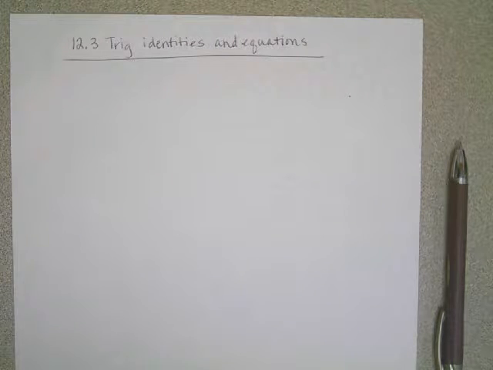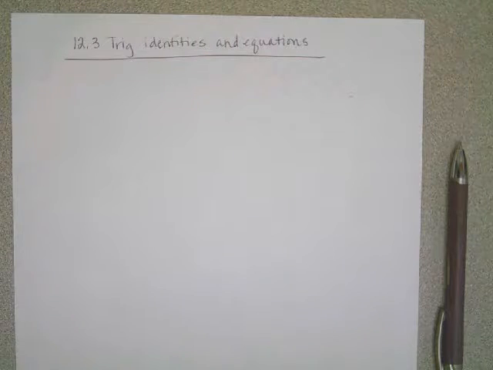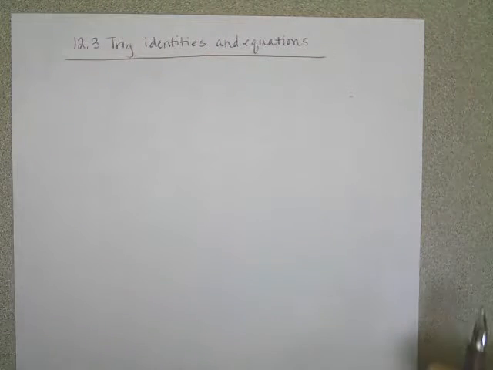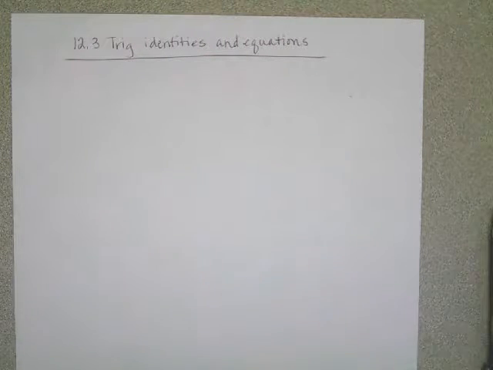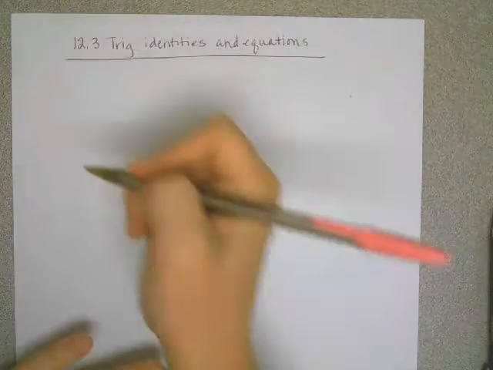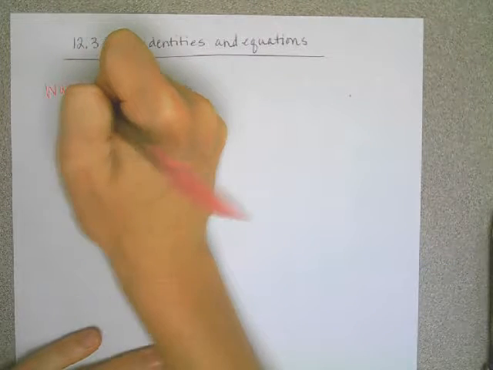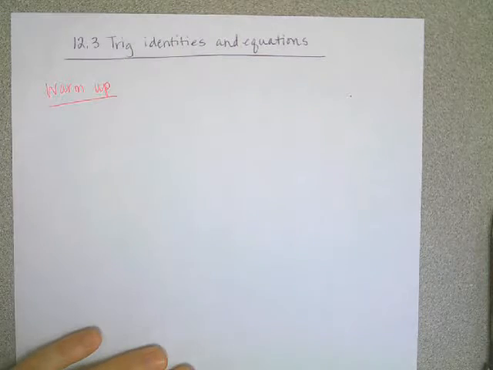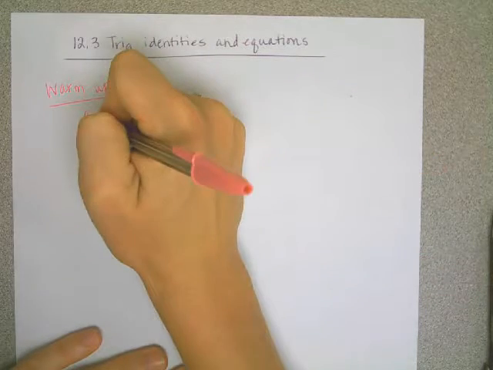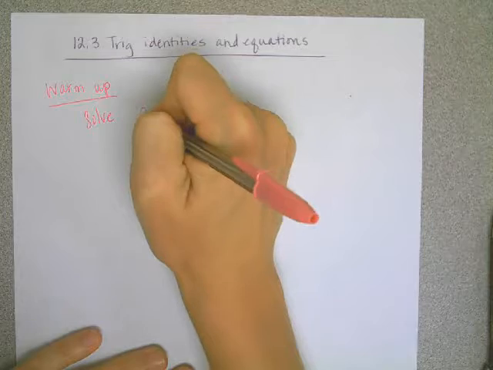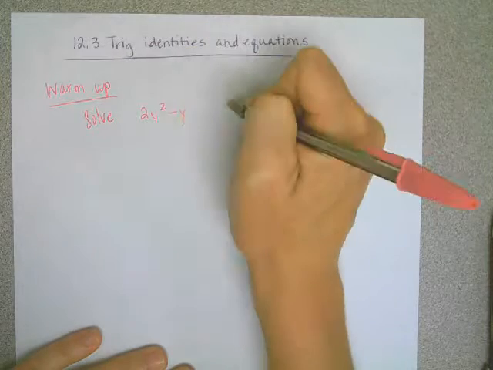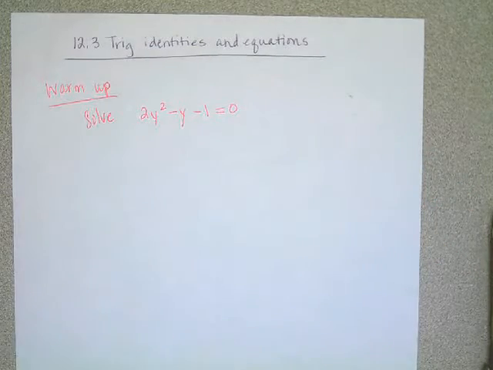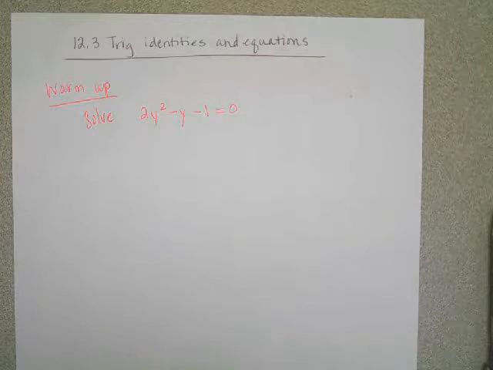This lesson, 12.3, trig identities and equations, is going to be much shorter than the previous section. I would like for you guys to start with a warm-up from algebra. Can you guys solve 2y squared minus y minus 1 equals 0? So pause this, solve it, and then resume the video once you think you've solved it.